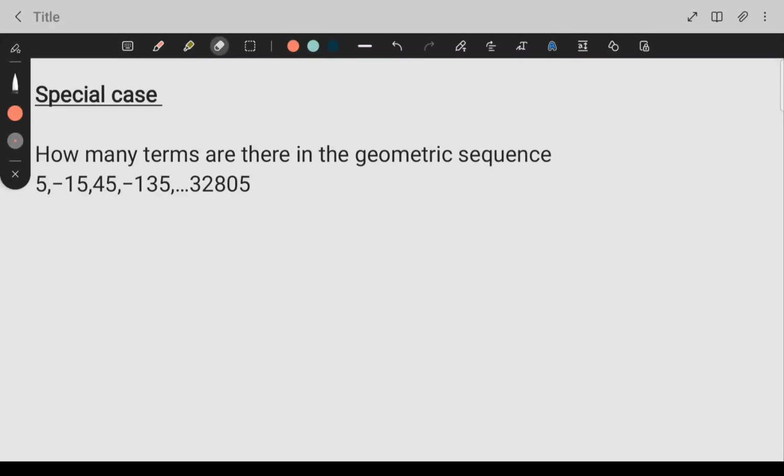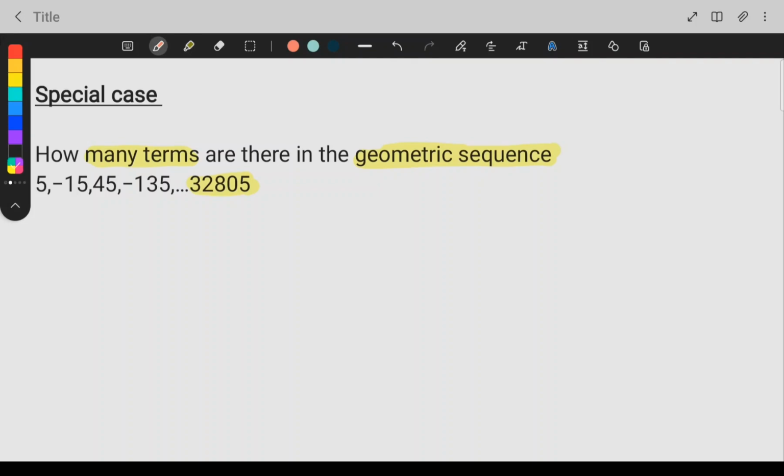Hi, grade 12. So today we are looking at a special case of our previous lesson. Same question, just a little bit different in our answering of the question. It says here, how many terms are there in a geometric sequence? They tell us it is a geometric sequence and they give us the last term of the sequence.